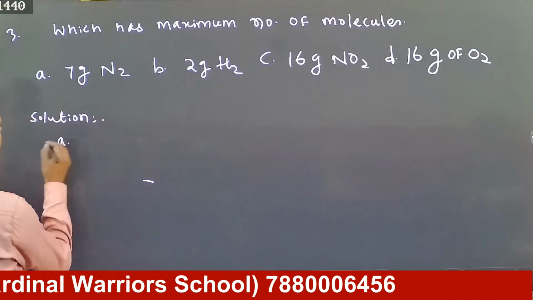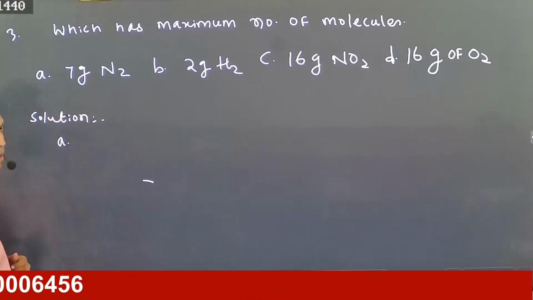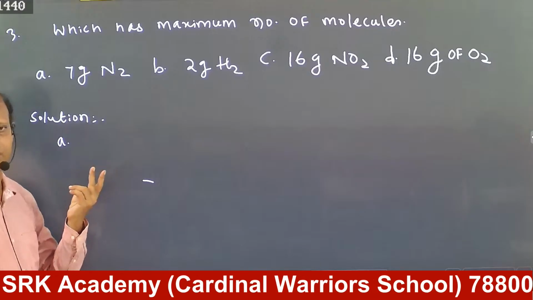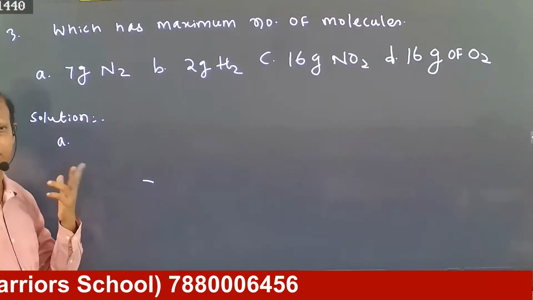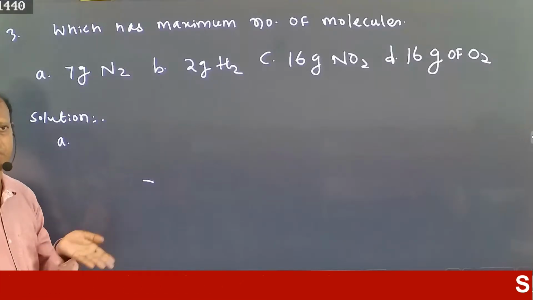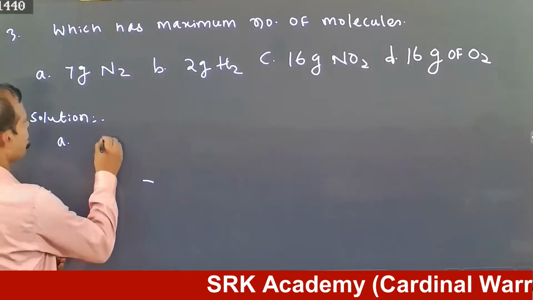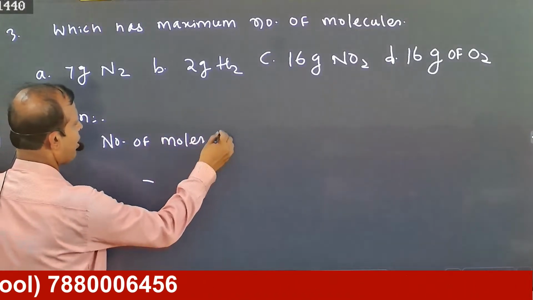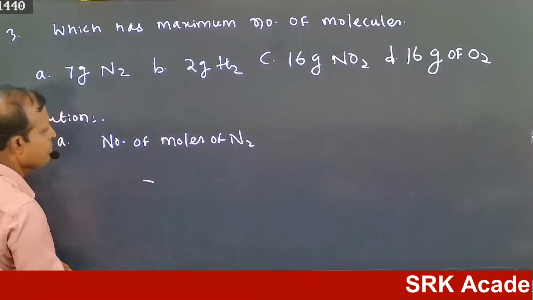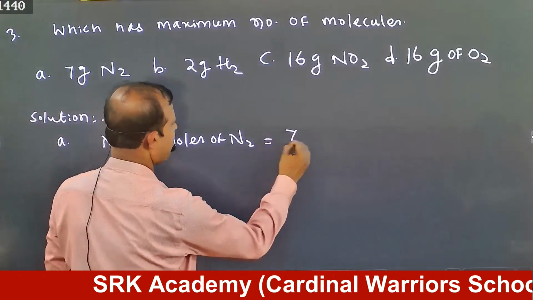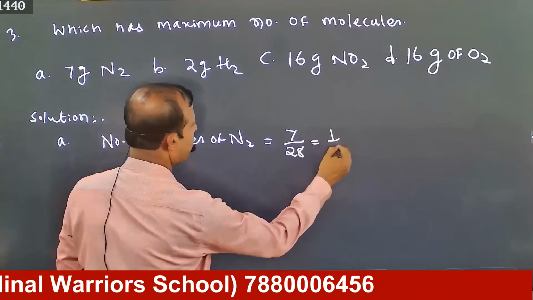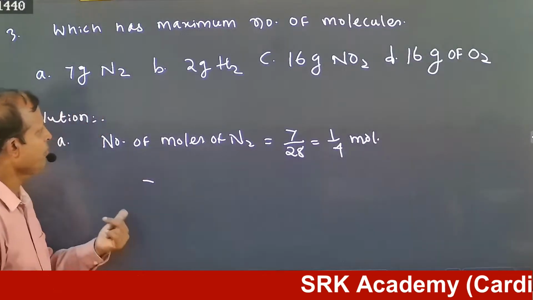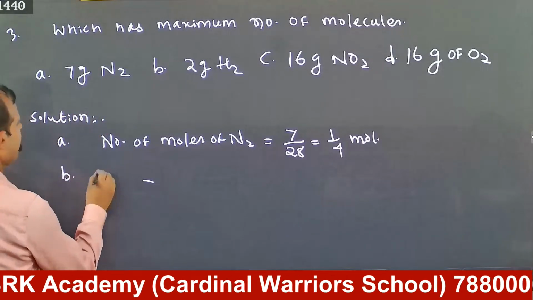Option A, what does it state? What is the molecular mass of nitrogen? The atomic mass of nitrogen is 14. There are 2 atoms in N2, so 14 into 2 becomes 28. So number of moles of N2 equals given mass 7 upon molecular mass 28, that is equal to 1 upon 4 mole.